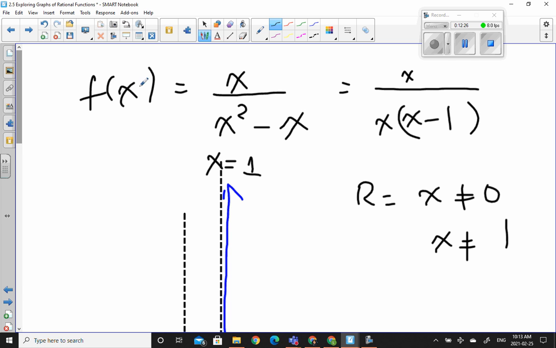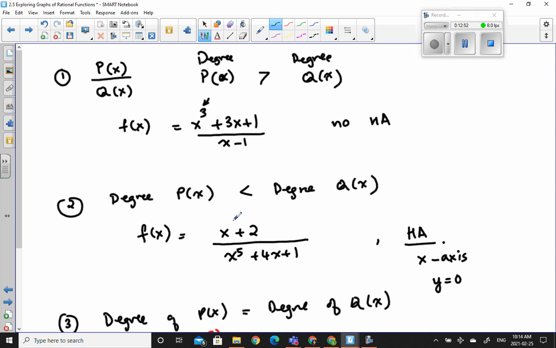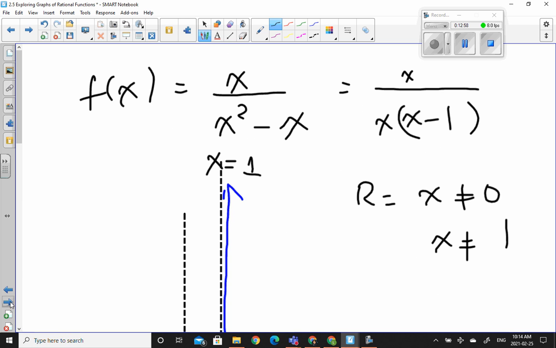Here you have another example, f of x equals x over x squared minus x. You factor the denominator and you get x times x minus 1. So the restrictions are x cannot be equal to 0 and x cannot be equal to 1, because at those two values the denominator becomes 0. The degree of the numerator is less than the degree of the denominator, so then we have a horizontal asymptote. If the degree is less, what happens? The horizontal asymptote is the x-axis, which is y equals 0, because the degree of the numerator is less than the degree of the denominator.